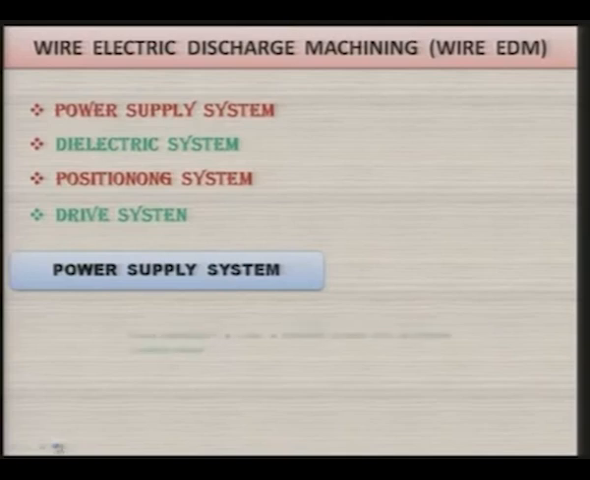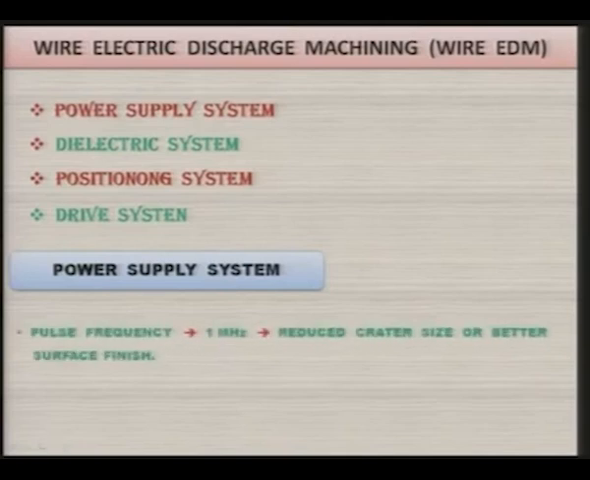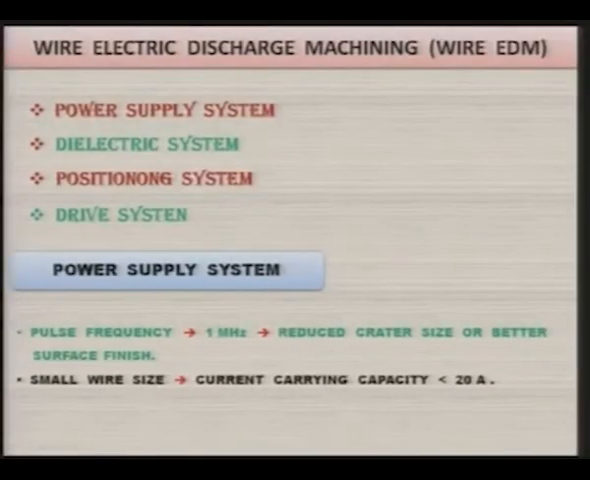Power supply system: you use a pulse power supply and the frequency is very high, in the range of megahertz. If the frequency is high, as we have seen earlier, the crater size is going to be much lower than what you get in the EDM process, and if the crater size is lower, then you are going to get a much better surface finish as compared to the normal EDM process. Also, you can use a small wire size, so that the current carrying capacity is much lower and you cannot use very high current.